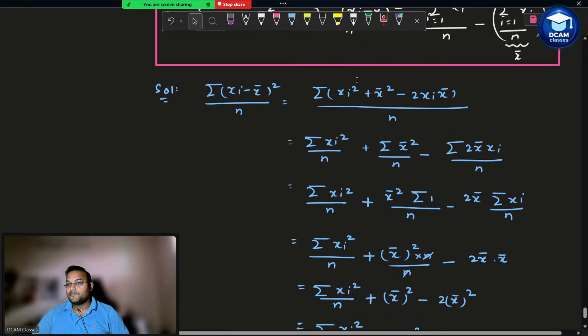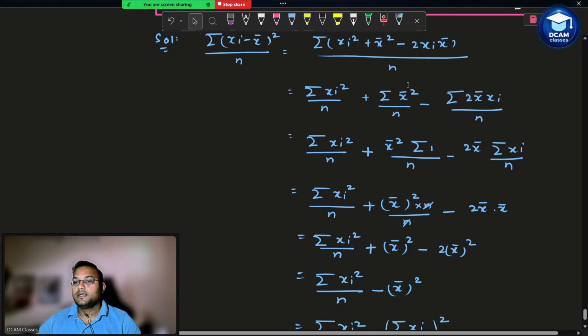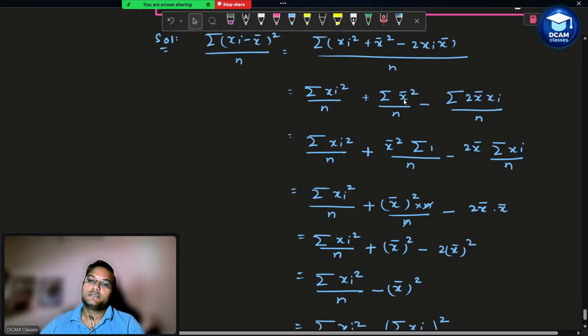See, we have actually expanded this formula, xi minus x bar whole square, and up to this step you have come. Now x bar is actually a constant value, the mean. So that will come outside, because x bar square will be there in every term. It's a constant value, so let's take it common outside, and sigma 1 added n times will be n only. That's why n and n get cancelled.